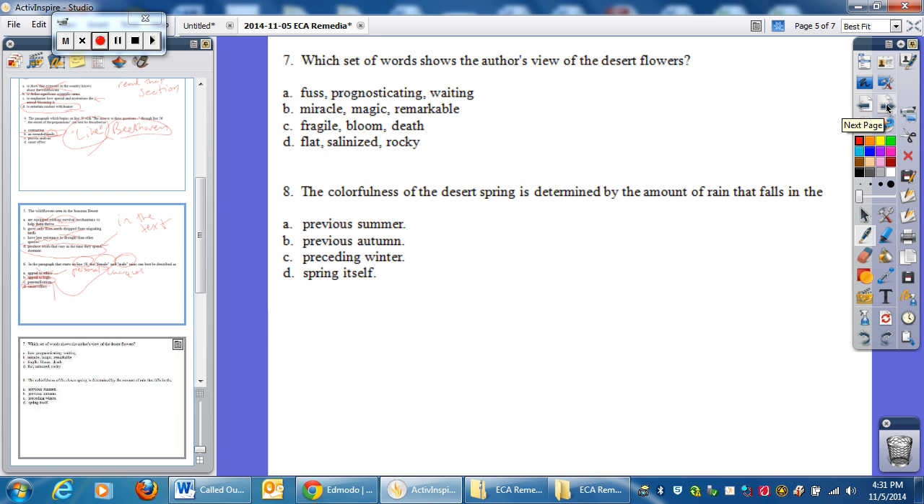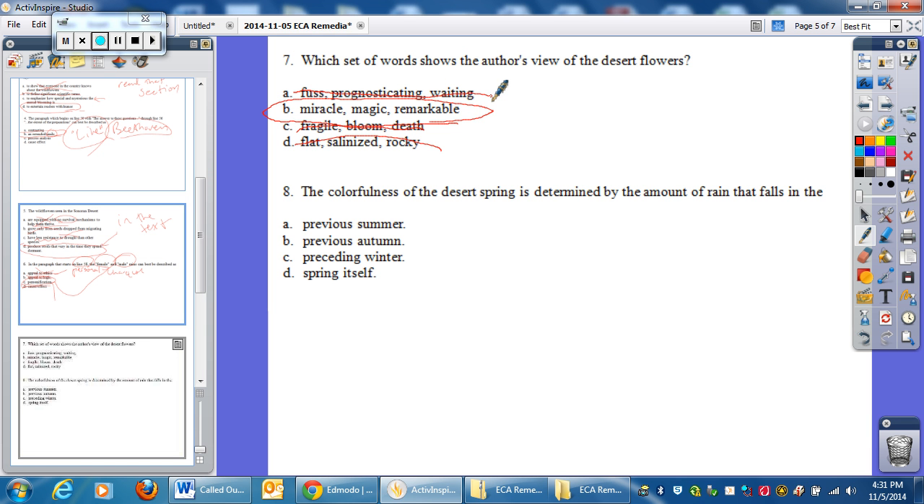Brings us to the next question, number 7. Which set of words shows the author's view of the desert flowers? When you step away from that article, it should be clear that this author really, really likes the desert flowers. And I would say that the easiest answer when you step away is B. Miracle, magic, remarkable. This is all about some of the land that it's trying to grow on. Fragile, bloom, and death. Not really. The whole essay was like, those flowers are tough. And then fuss, prognosticating, and waiting. Those 3 words aren't even related.